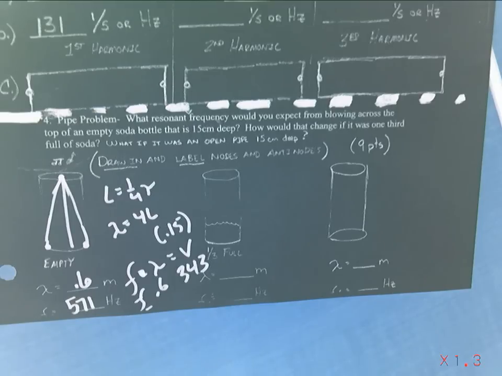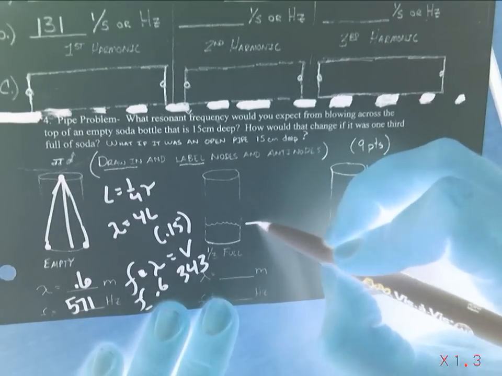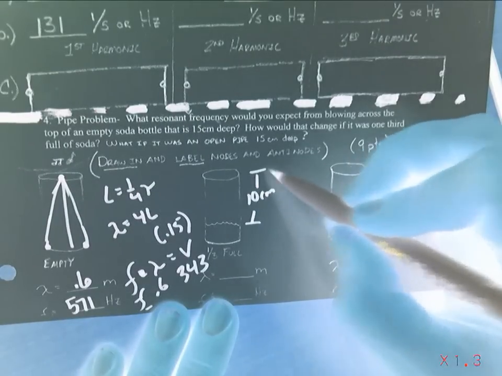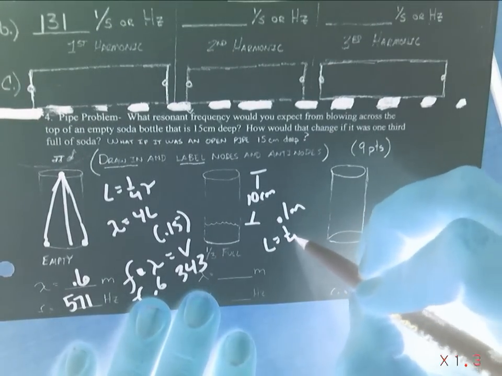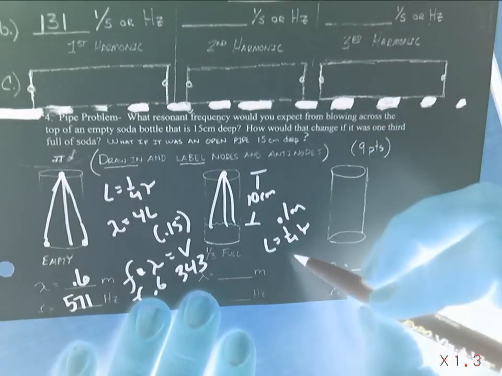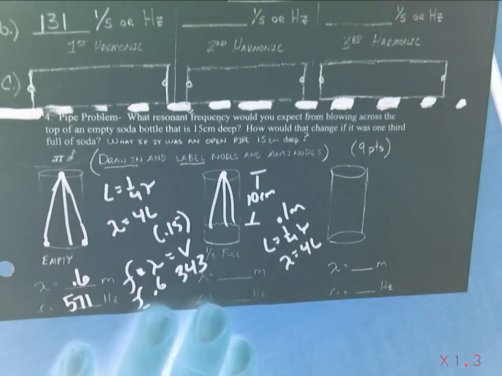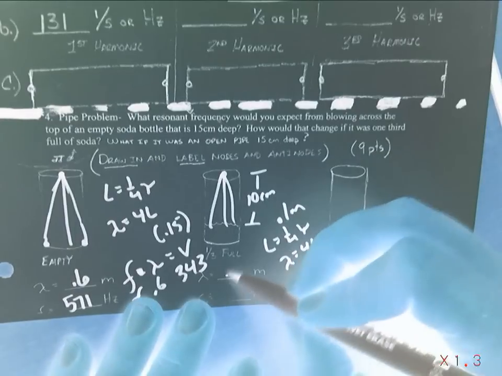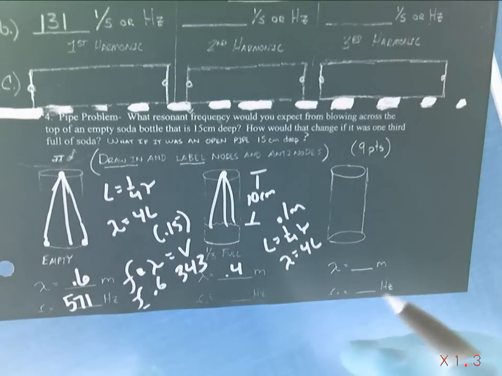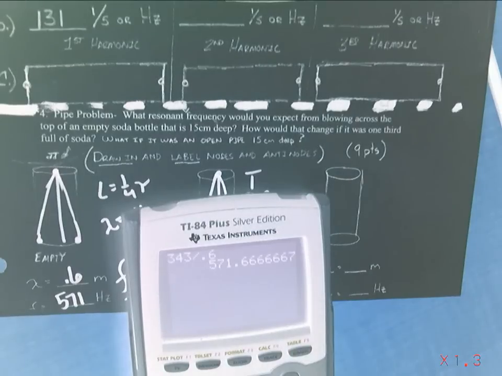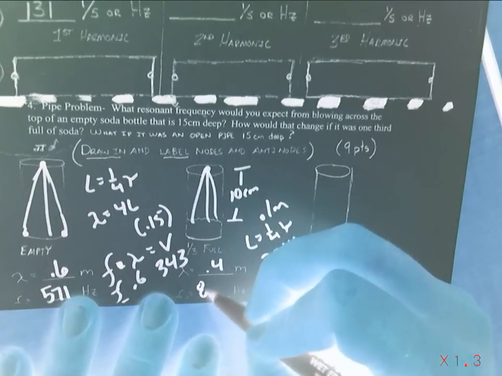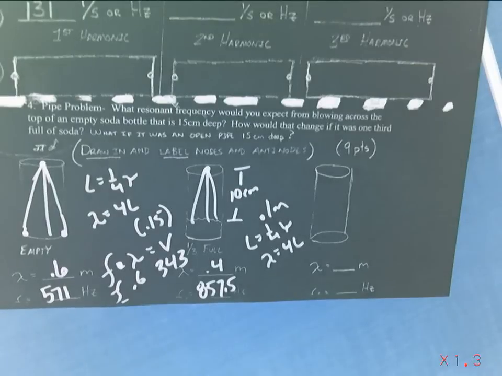Do the same thing, but we're going to do it for 10 centimeters now because it's a third full. 10 centimeters is 0.1 meter. Still going to use L equals a quarter wavelength, right? Looks kind of like that. Or wavelength equals 4L. So we say 4 times 0.1 is 0.4, less tube, smaller wavelength. And we do 343 and divide by 0.4 instead. 857.5. Frequency's gone up. You know, if you fill up a bottle with water, you're going to get a higher pitch.